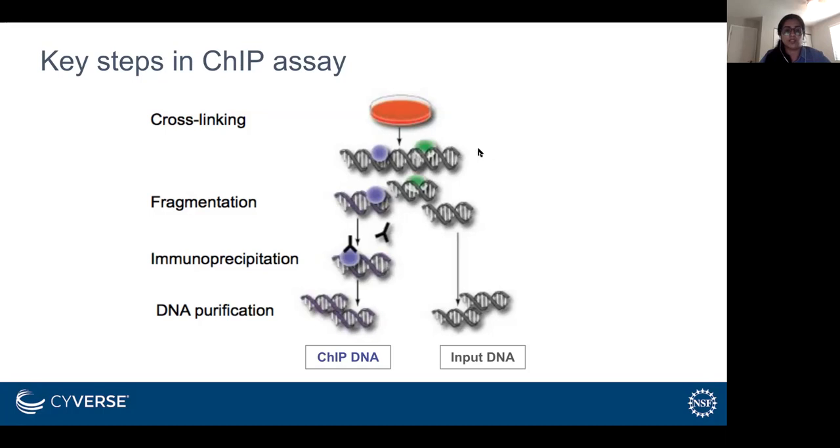For the input DNA control, there is a cross-linking step. We treat the cells with formaldehyde, and we also do the fragmentation step, but there is no immunoprecipitation step. Another control you can use for ChIP-seq is mock ChIP, where you just use a non-specific antibody which doesn't generate any immunoprecipitated DNA.